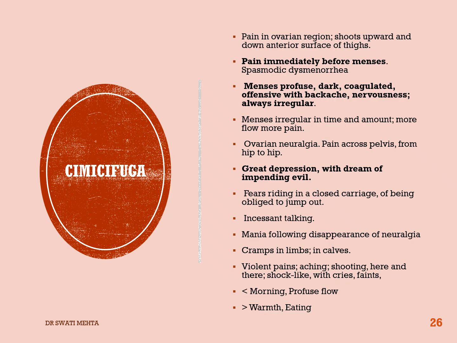The patient has fear of riding in a closed carriage or of being obliged to jump out. So the patient cannot travel in a closed carriage. And menses follow the disappearance of neuralgia. So the patient has neuralgia which disappears when menses appear. Cramps in the limbs and in the calves.